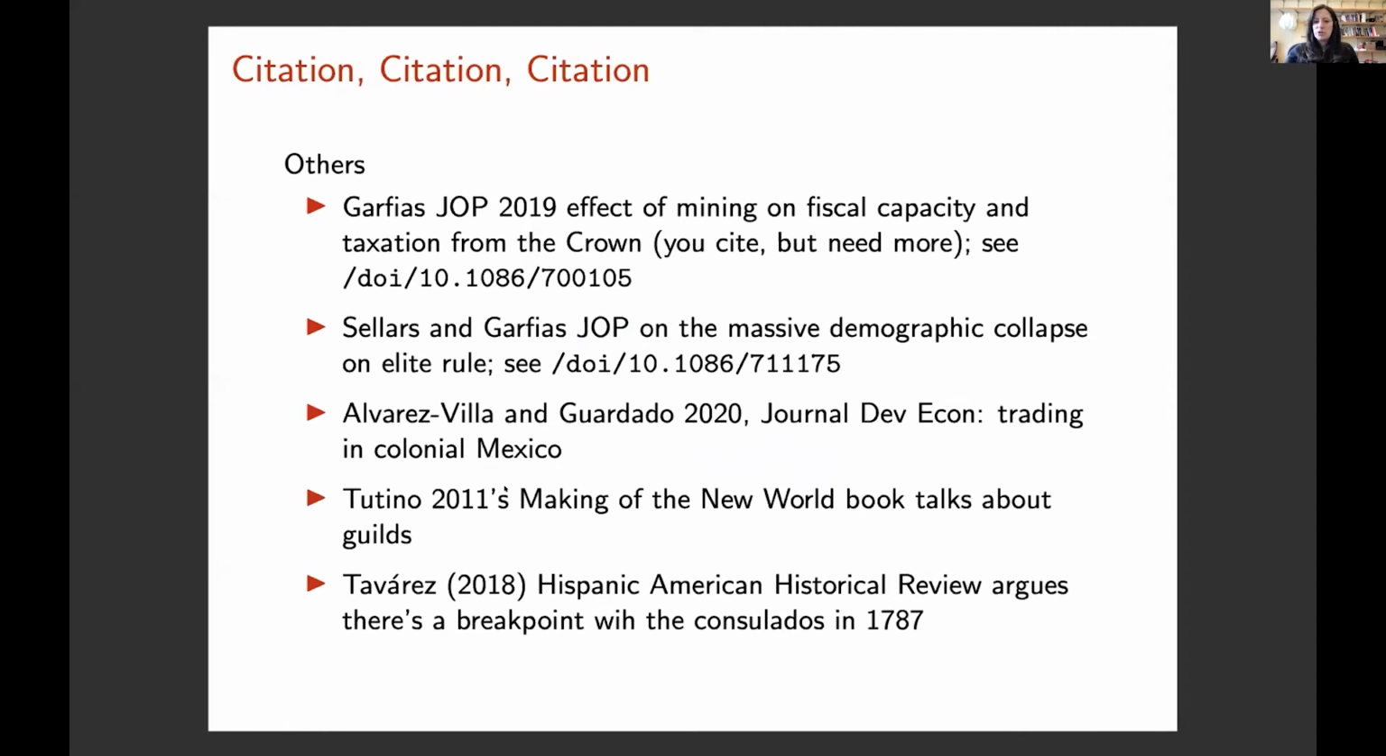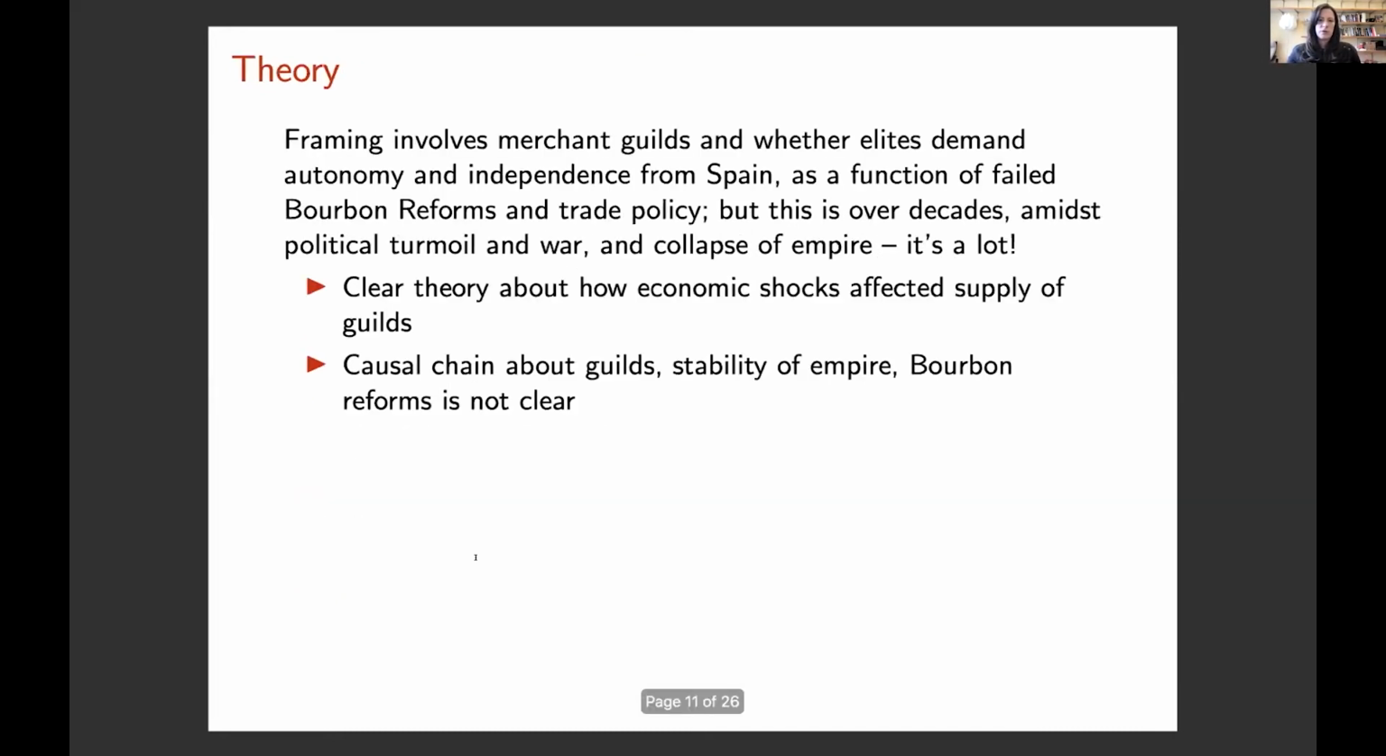And then the other papers which I really think you should address: the effective mining paper you do cite, but again, I think one of the contributions is how your paper speaks to these papers that are very close. Again, the massive demographic collapse in Mexico, trading in colonial Mexico, and then on the guilds, I really thought I could use more information on guilds. I was looking that up as I was going along just to make sure I was understanding the strategy here. There's some other interesting work on the guilds. So again, I think this could make your paper richer. And if you cite these folks, you can spend more time on the economic side and not try to address all of the competing explanations for empire.